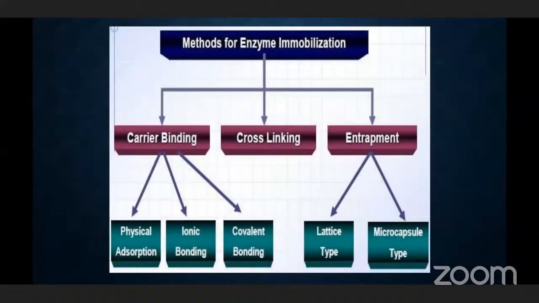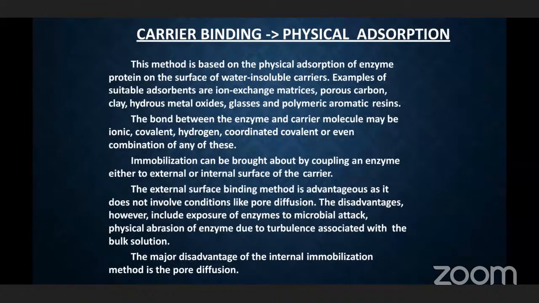So the methods of enzyme immobilization are carrier binding, cross-linking, and entrapment. In carrier binding, we can use physical adsorption, where we adsorb the enzyme to any physical substance, or ionic binding to ions if there is any charge on the enzyme. Then covalent bonding, and we can cross-link the enzyme material using something like agarose. Then entrapment, where we can use a lattice or microcapsules to entrap the enzymes, like gelatin. All these can be entrapped.